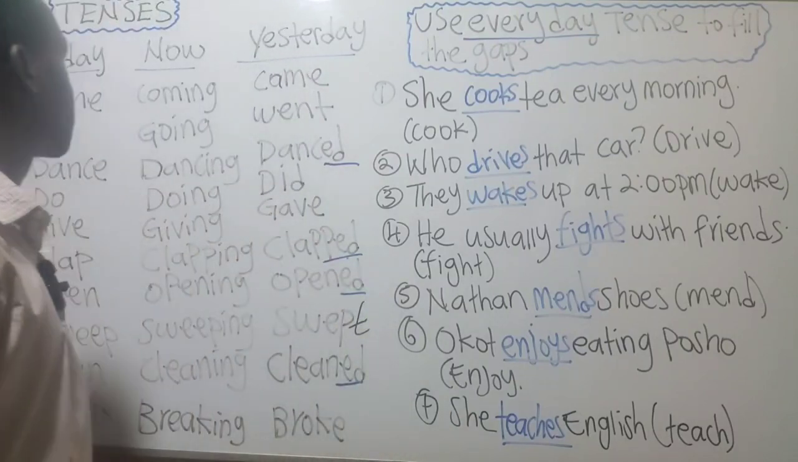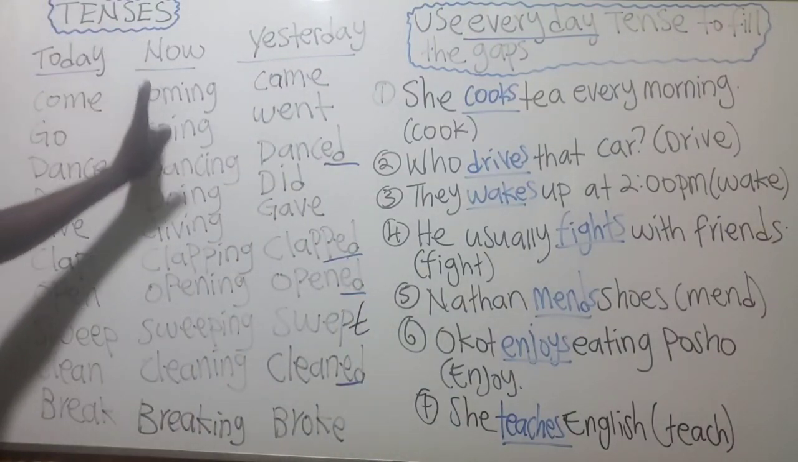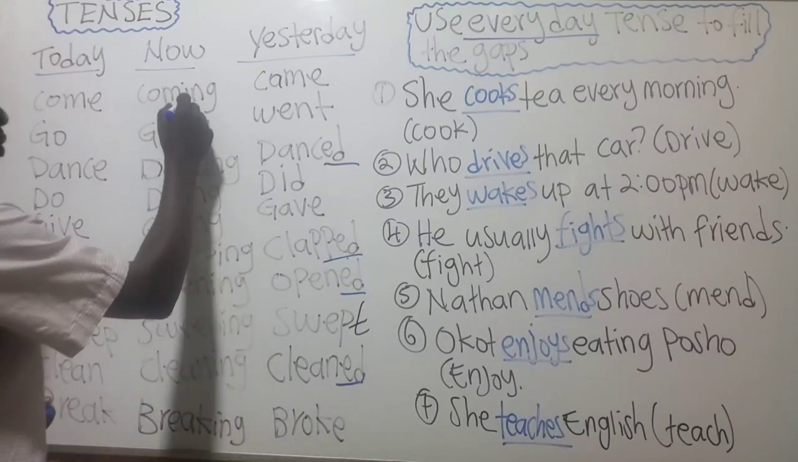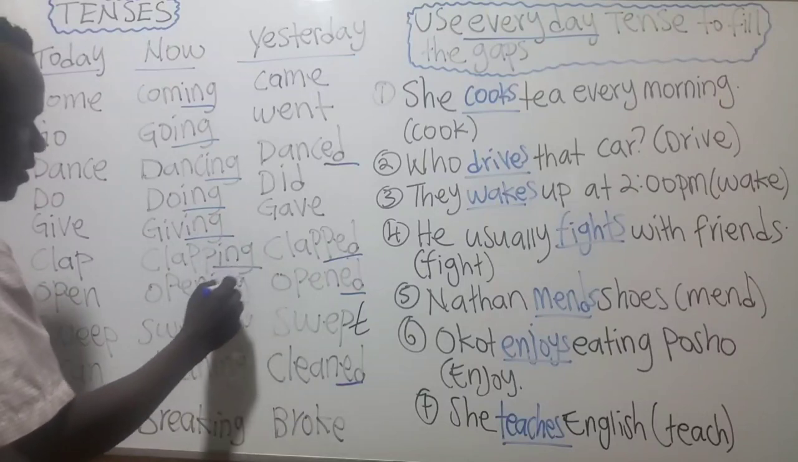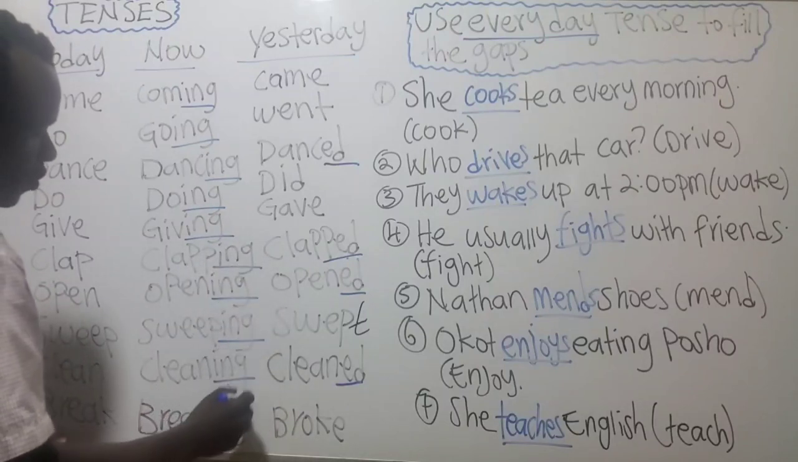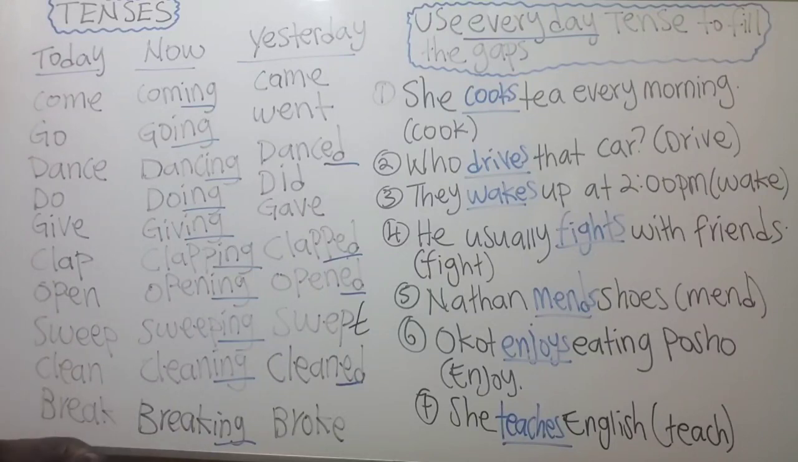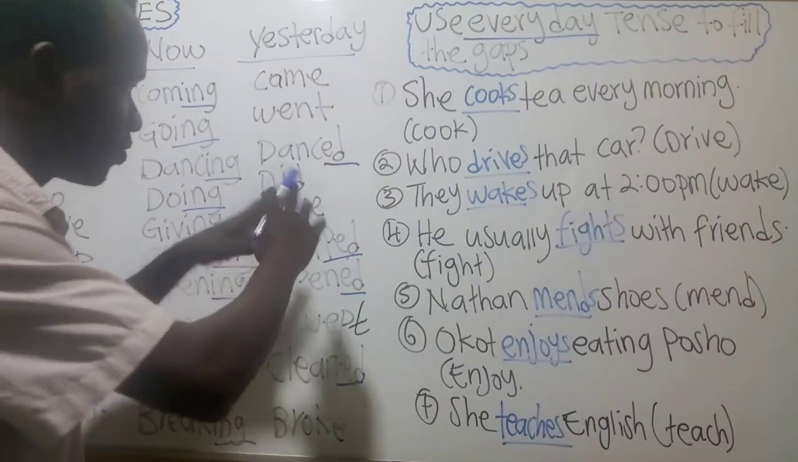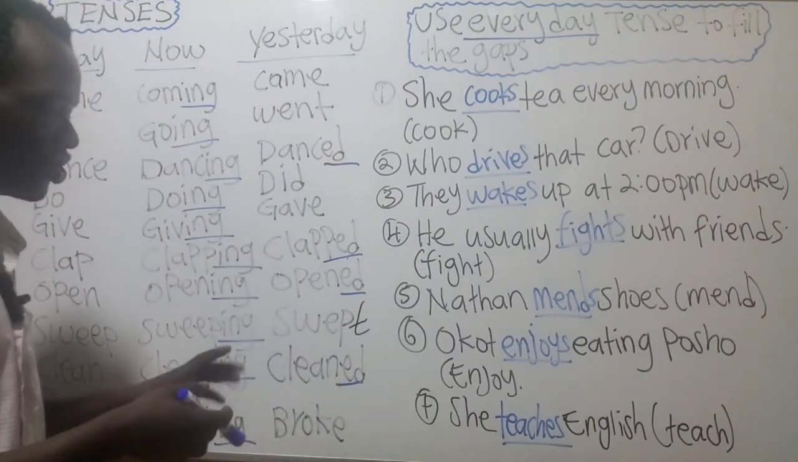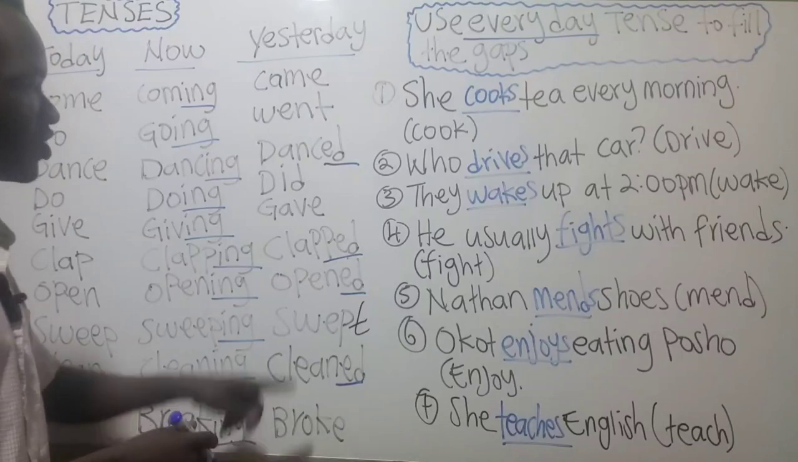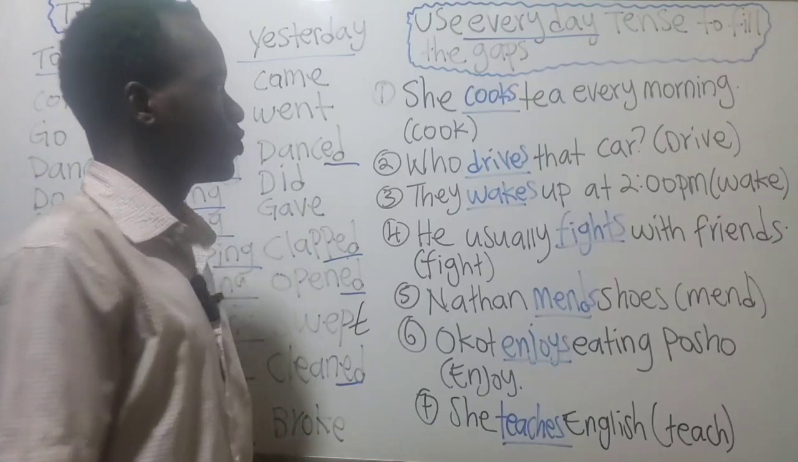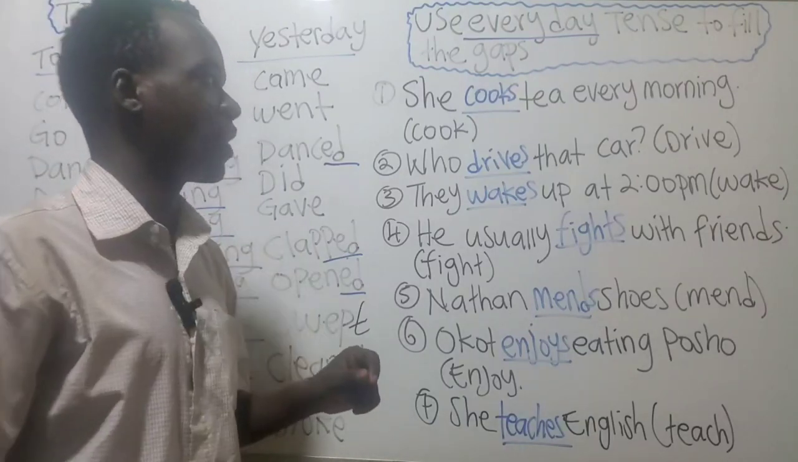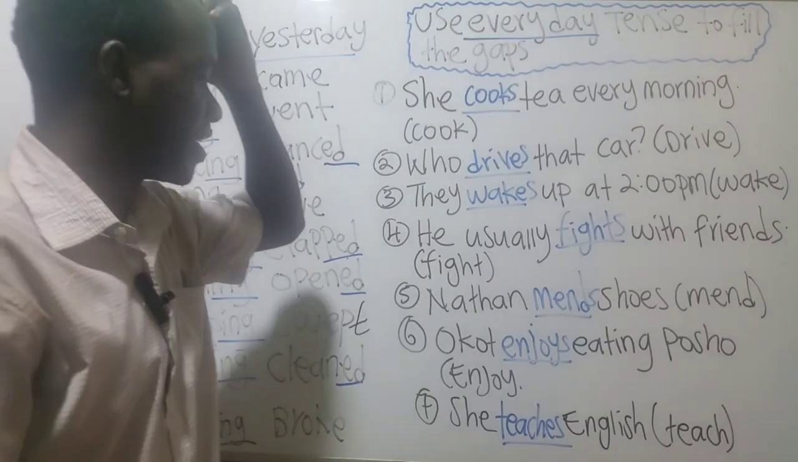Everyday tense is the use of S or ES. And then now tense is the use of ing. Now tense, you use ing. Okay, let me hope you understand. And then the past tense is the use of D or changes in the verb. But everyday tense has the use of S or ES. Okay, let us now see here.